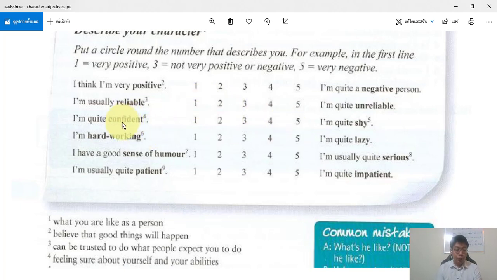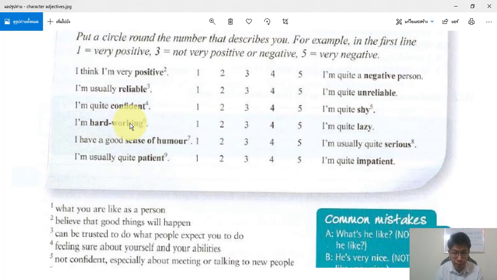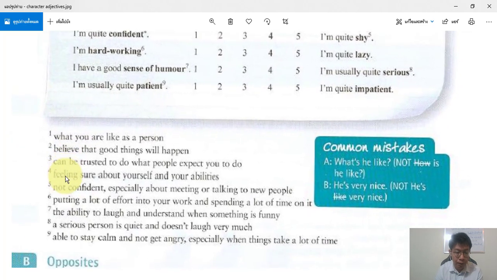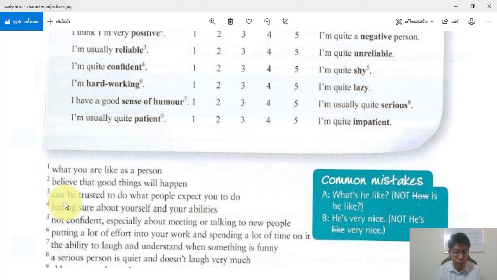Confident, okay. So if you are confident, that means, here they have an explanation below. So we may look at the explanation below here. It's a shortcut way, better than my explanation. So number 4, confident, feeling sure about yourself. Number 5, shy, not confident. Okay, so confident is the opposite of shy. Hardworking, that means try very hard to do something, or putting in a lot of effort. And the opposite is lazy.